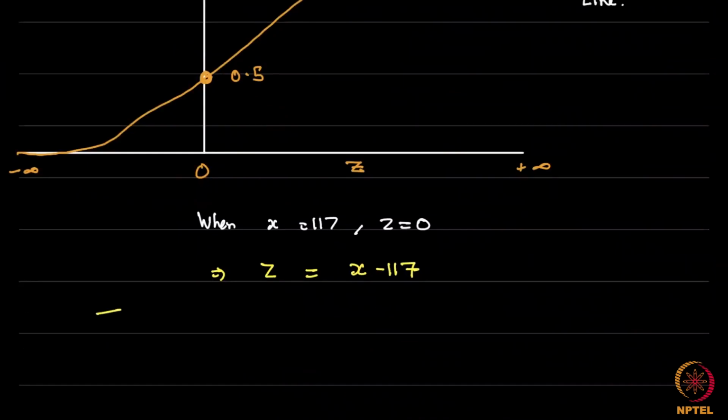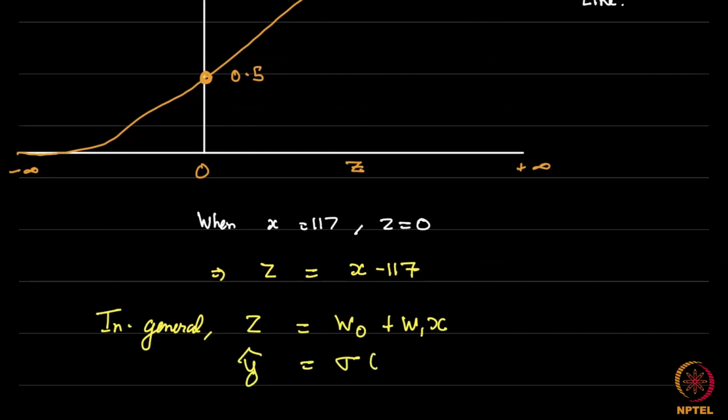Now, in general, we do a very clever thing. We say z is, for one variable, w0 plus w1x. Now, this should immediately start looking a lot like our linear model. Okay. And we say y hat is sigmoid of z. Okay, so notice this. You first do a linear transformation on x. Next, you do a non-linear activation.